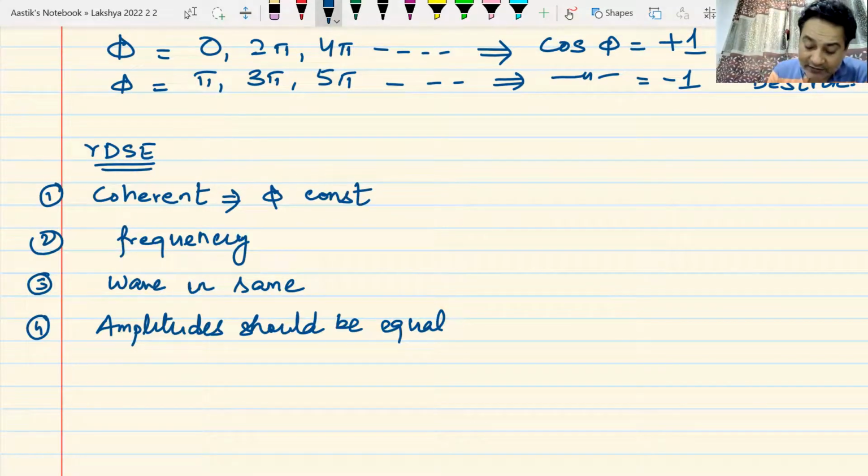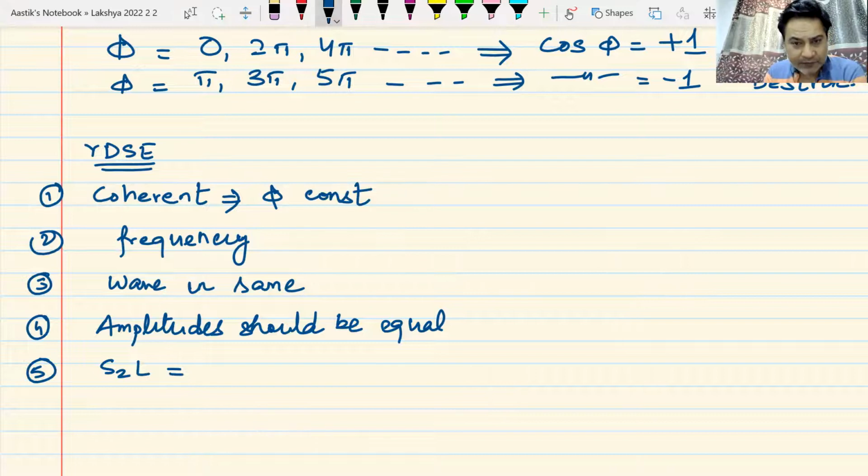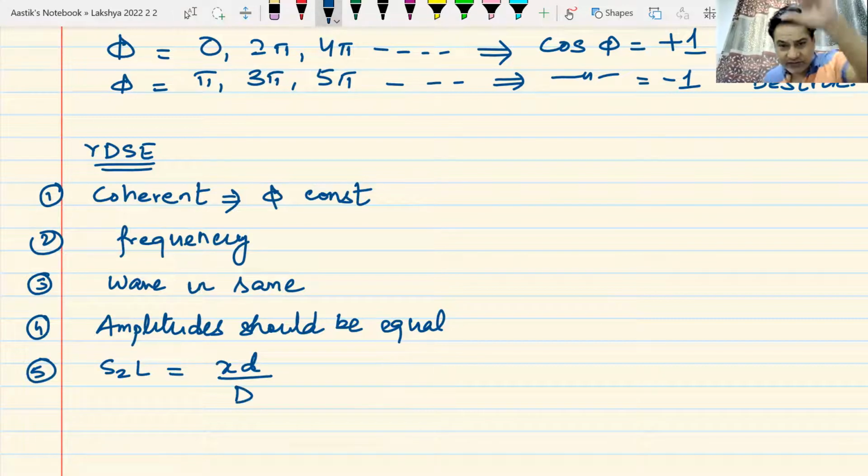Well done. Then number 4, all the points written together. Path difference. Path difference is S2L. Do you remember this? S2L. Yes, sir. And that path difference S2L can be written as xd by capital D. x is the distance of the point from the central plane, small d is the distance between the slits, and capital D is the distance between the slits and the screen.